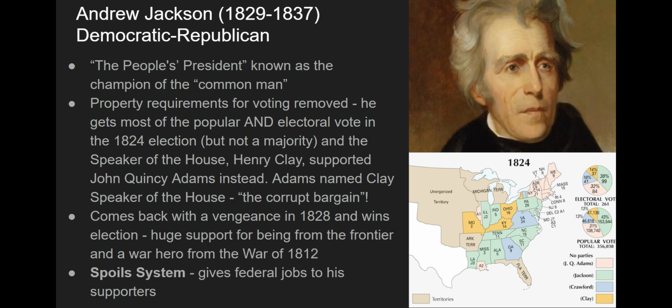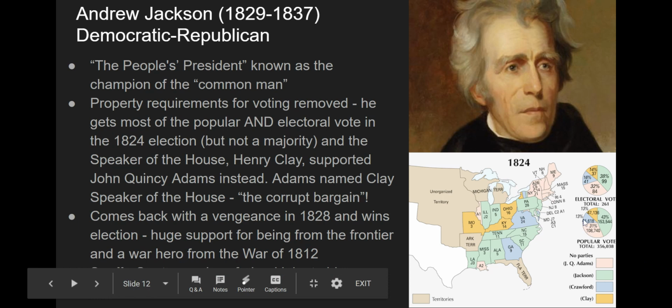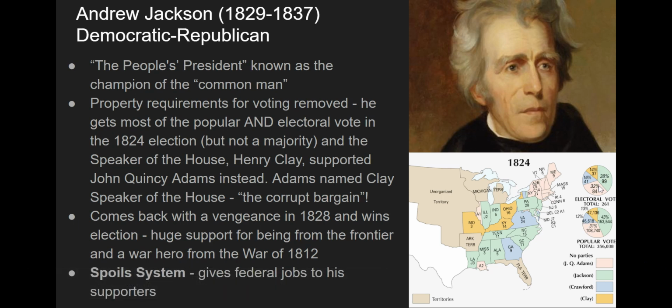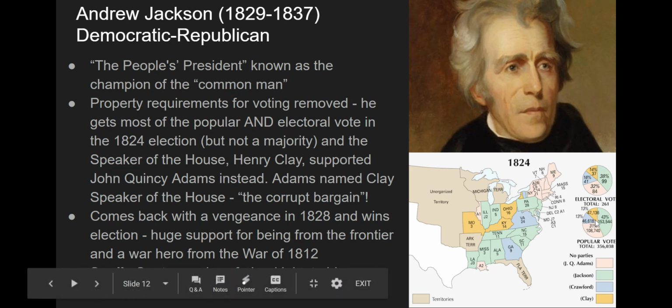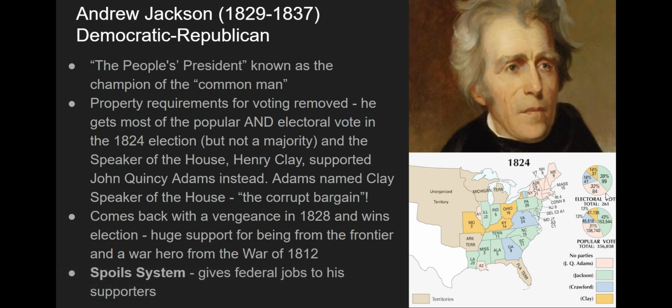He first runs for president in 1824. And if you look at this electoral map, he is the green. He gets the most electoral votes out of the four candidates. He gets the most popular votes out of the four candidates. However, he did not get a majority, more than half, of the electoral votes required. Therefore, instead of just winning, the decision went to the House of Representatives.